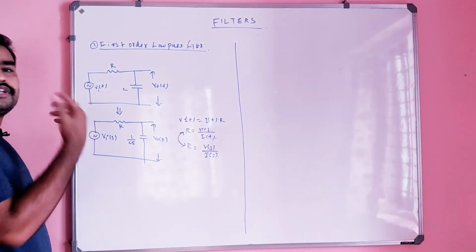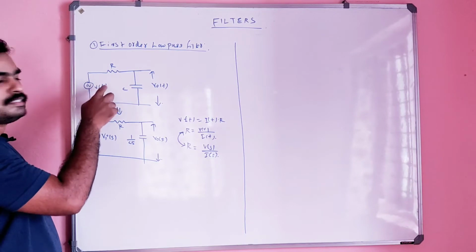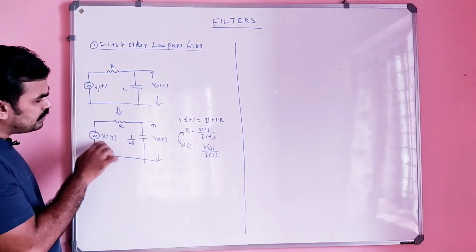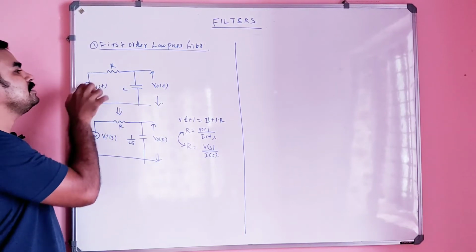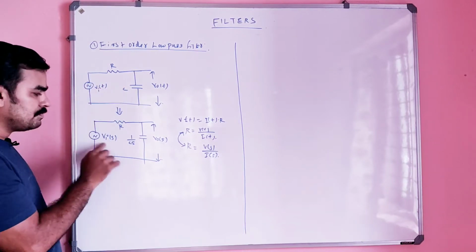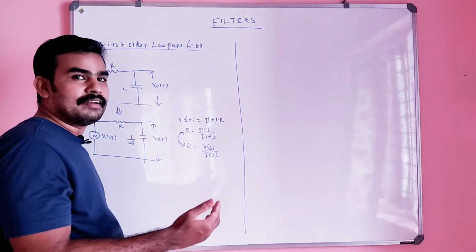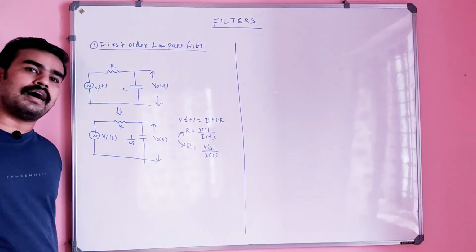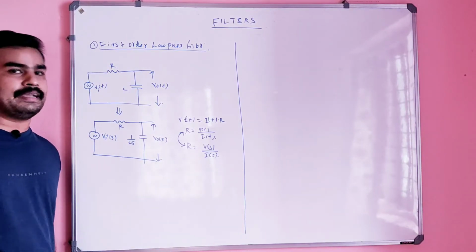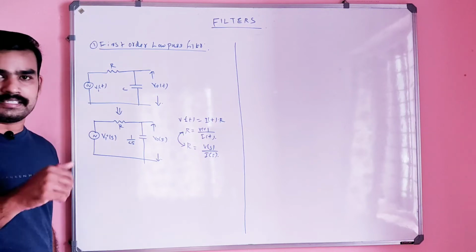But if it is an AC, it is varying, right? So simply it is Vi of S. Suppose it is DC, then it is Vi of S by S that will be the answer, right? That is the difference. So any constant can be converted to Vi by S in the Laplace transform.